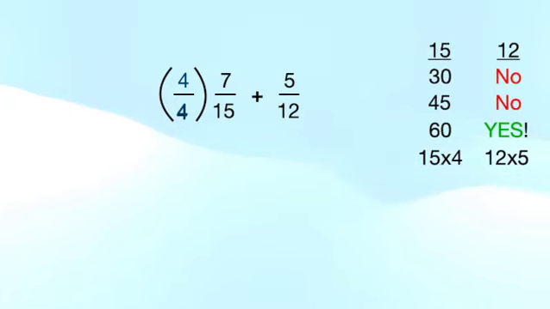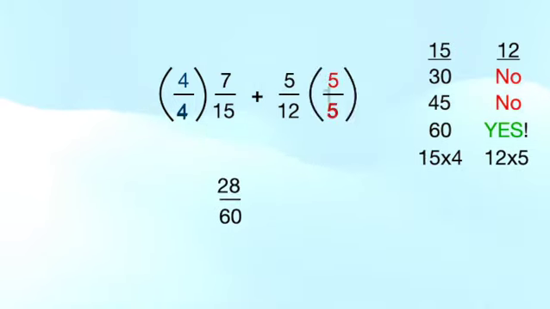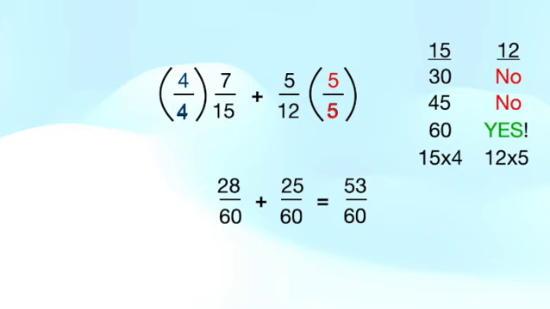Multiplying 4 times 15, you get 60, and 4 times 7 is 28. And then I'm going to use the 5 to create the form of the number 1 for 5/12. 5 times 12 is also 60, and 5 times 5 is 25. 28 plus 25 is 53, and there you have the simplified answer.